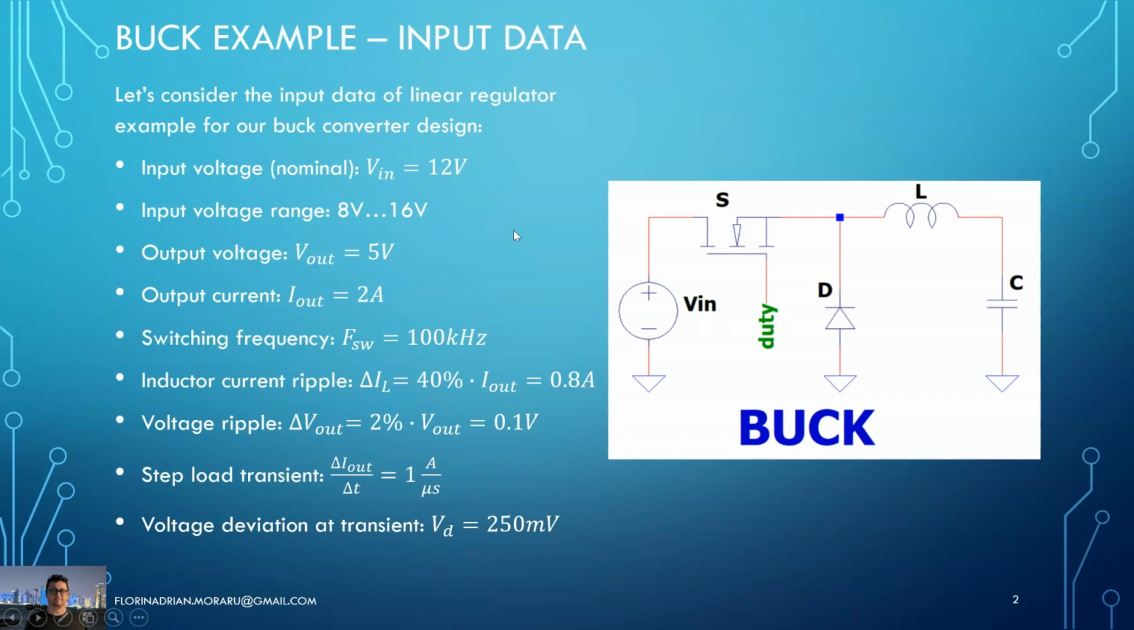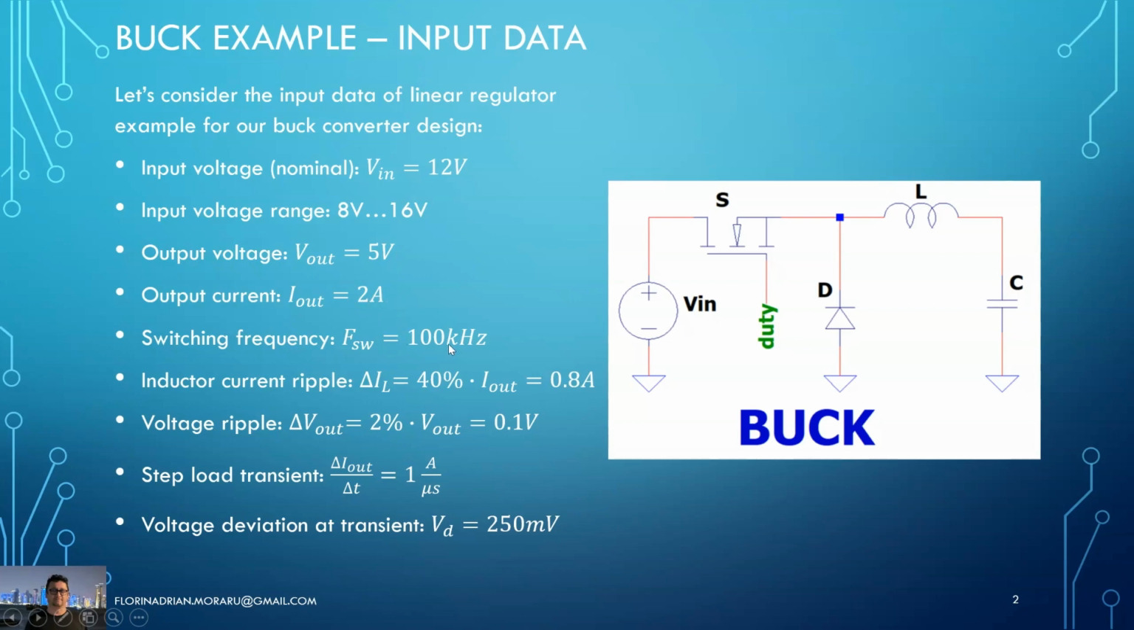So let's start. For our buck example, we used data from our previous video with a linear regulator example. Therefore, we assume that we have, let's say, a battery car as the input voltage and an electronic circuit in the car that needs to be supplied with 5 volts and consumes 2 amps. So we define the nominal input voltage as 12 volts. We can also define a range of 8 to 16 volts. As I said, we want an output voltage of 5 volts and 2 amps.